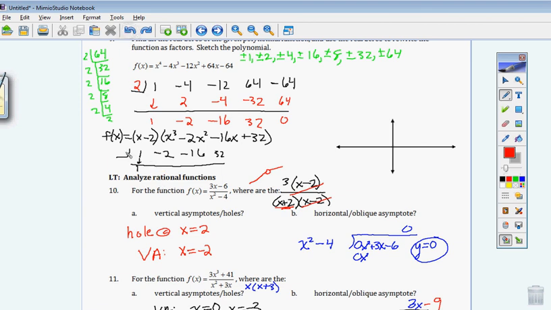So we can jump to 4, and we can try 4. So there's 4. 1 times 4 is 4. This will give me a 2. 2 times 4 is 8. That'll give me a negative 8. Negative 8 times 4 is negative 32. That's a 0. Life is good.